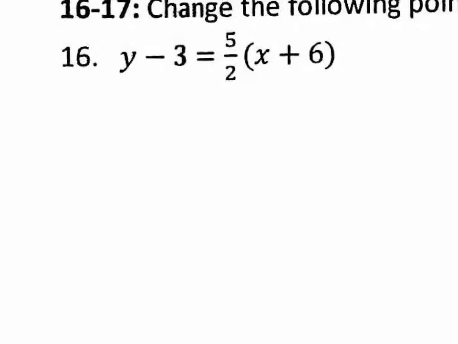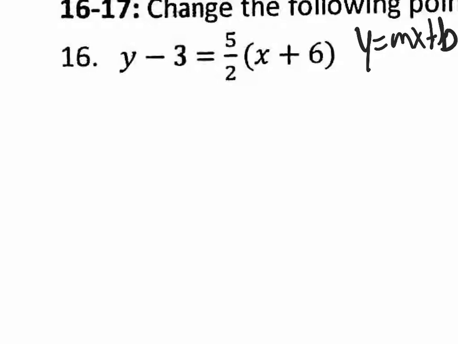16, what do I do to start changing it to slope intercept? First of all, what is slope intercept? Y equals mx plus b. So what do I start doing?